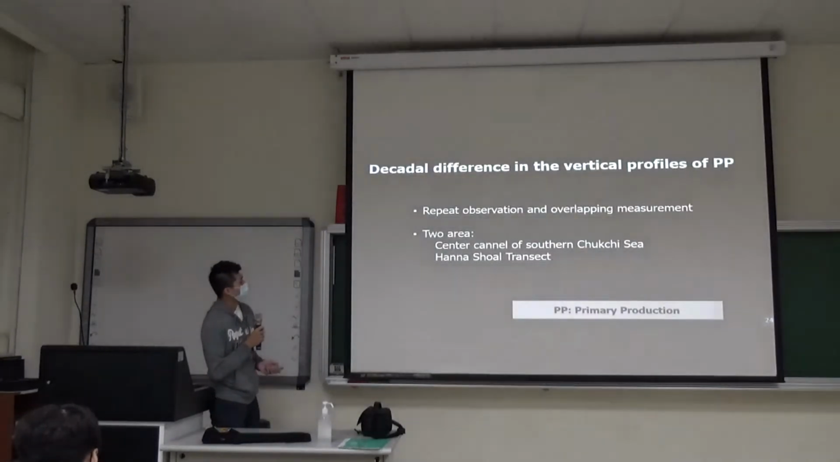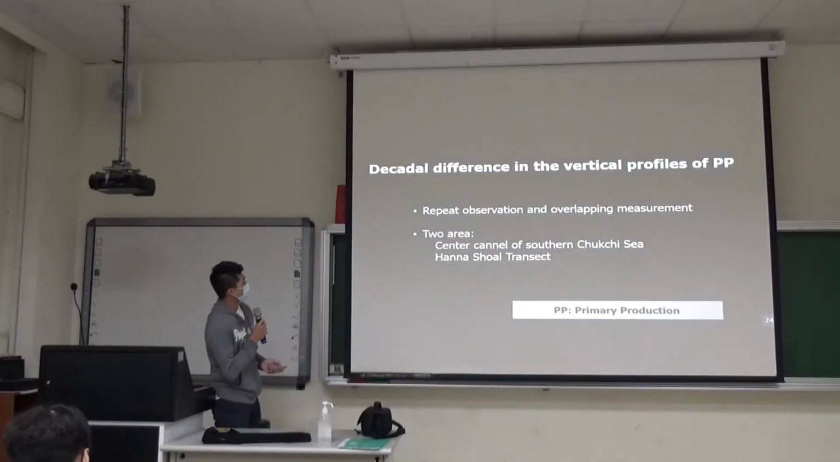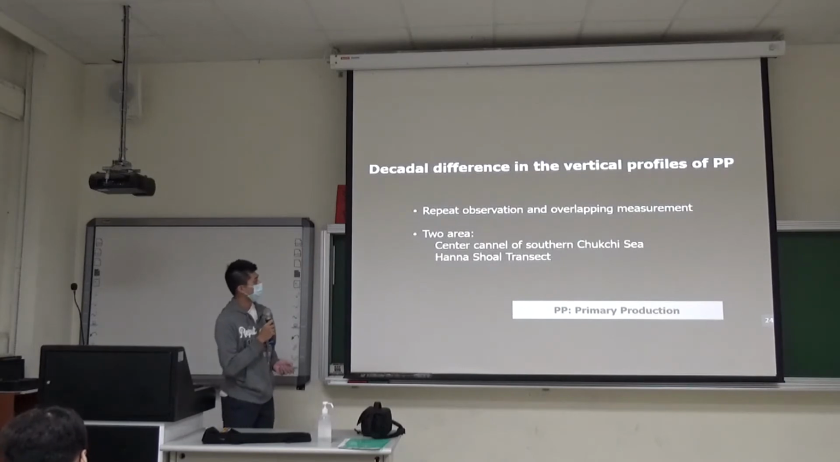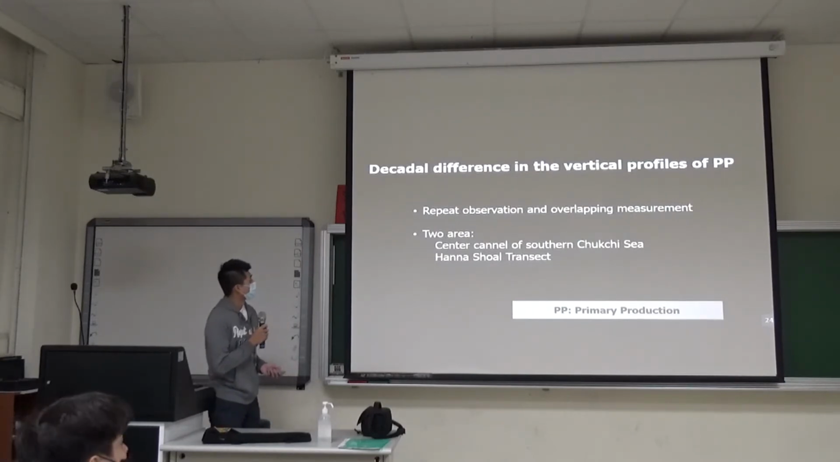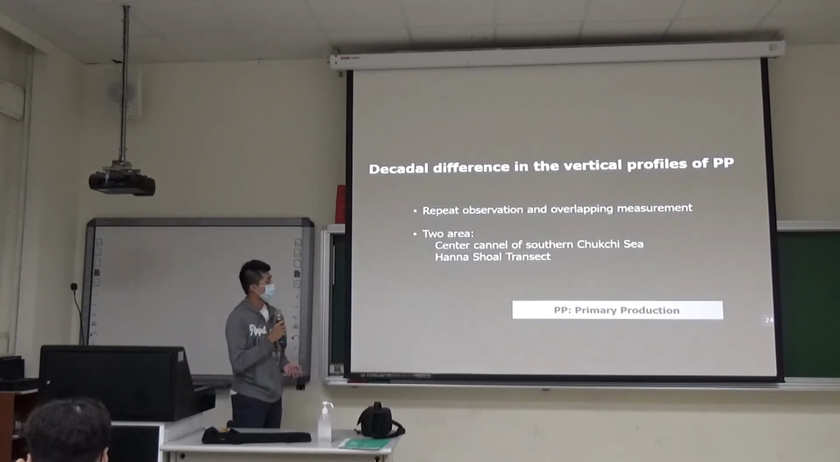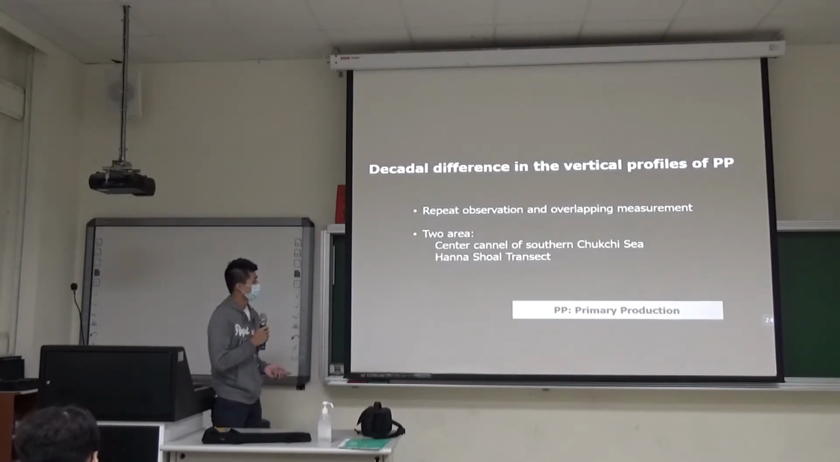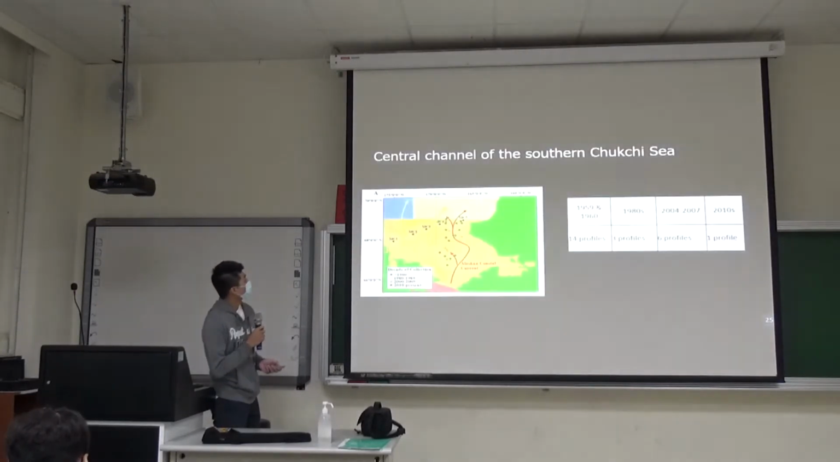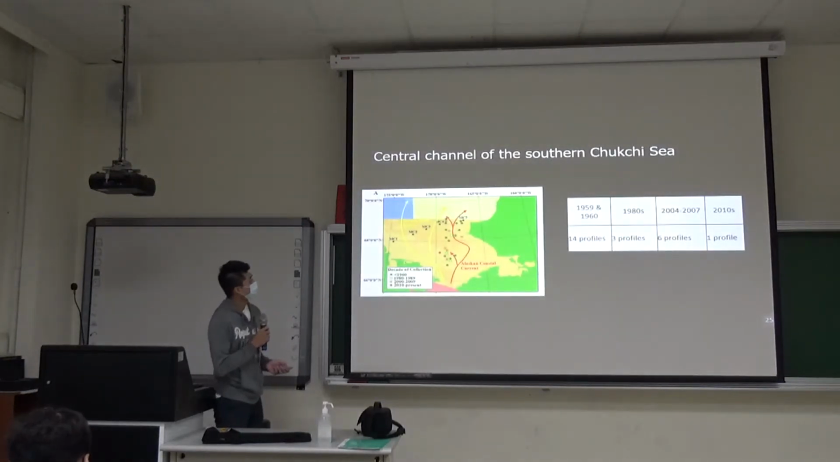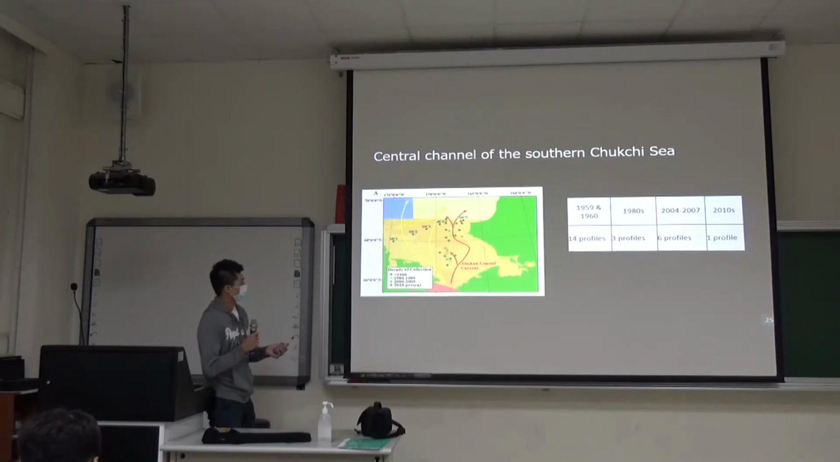So this is another thing we need to discuss, the decadal difference in the vertical profile of PP. First, if you want to know the decadal difference, you have to repeat the observation and have overlapping measurements, and there are only 2 areas where we can do this. The first is the central channel of the southern Chukchi Sea, and in this plot, different colors mean different times that we collected data.